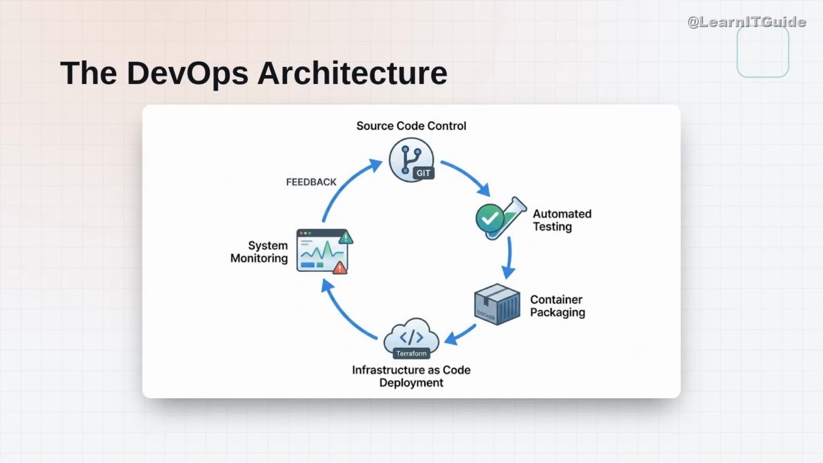How does this actually work at an architectural level? It is all about the loop. You start with source code control. Then you move to automated testing. Then you package your application into containers. Then you deploy using infrastructure as code. And finally, you monitor the live system. Every step is automated. If a test fails, the build stops. If the system goes down, the monitoring system notifies the developers immediately.